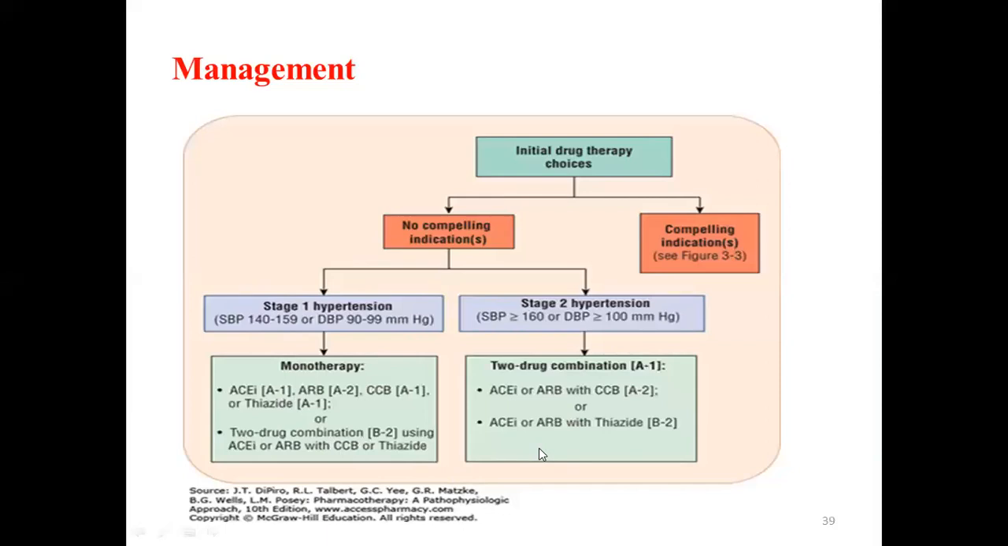Then, if someone has stage 2 hypertension, as we have seen in the classification, we can initiate with combination therapy. ACE inhibitors or ARBs with calcium channel blockers, or ACE inhibitors or ARBs with thiazide diuretics, are recommended. For compelling indication, that means if someone has hypertension with any other comorbid condition, you can use other options. We'll discuss this toward the end of this session, to see how we treat when someone has other comorbidities.